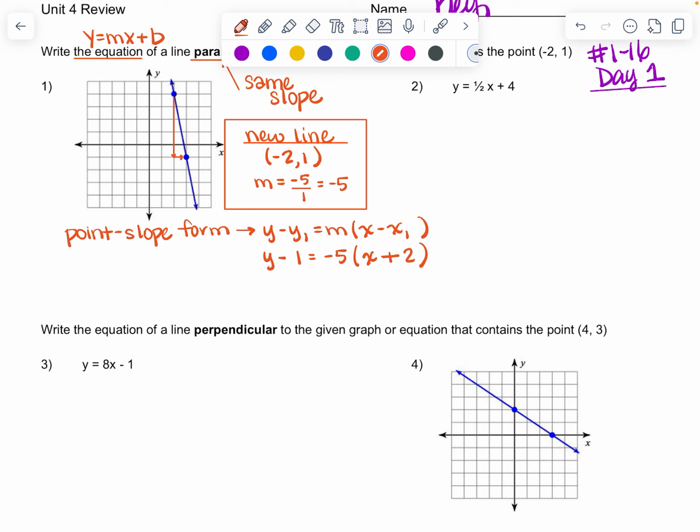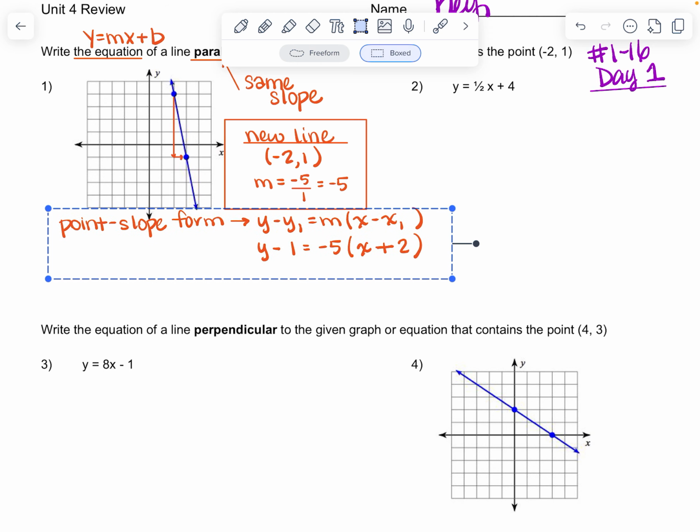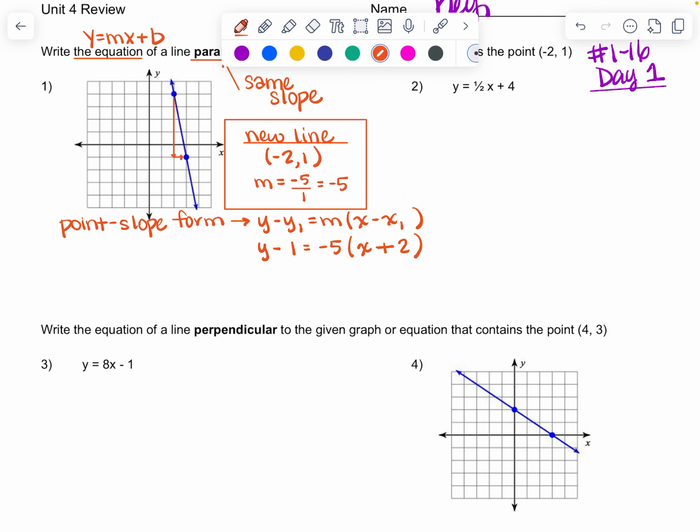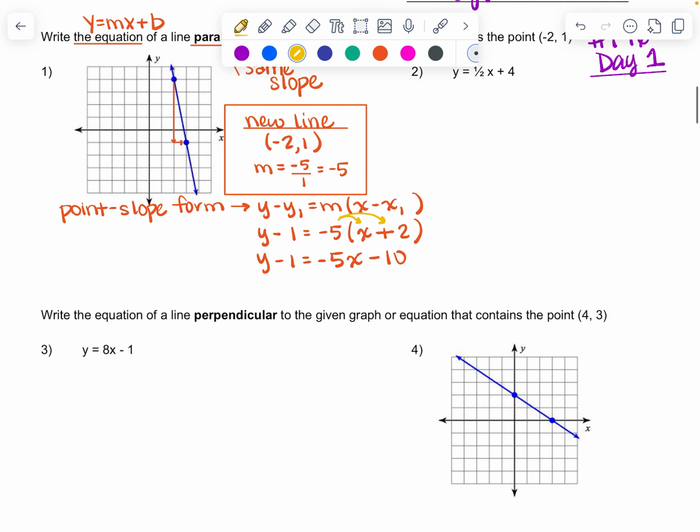Now we just need to do the 2 steps to get it into y equals mx plus b form. Let me scooch that up as much as I can there. So step number 1 is to distribute. We want to distribute the -5. So that's going to give us -5x minus 10. And then, of course, we're almost in y equals mx plus b form. We just need to add that 1 over to the other side to get the y by itself. So y equals -5x minus 9. And that is the equation of our line.